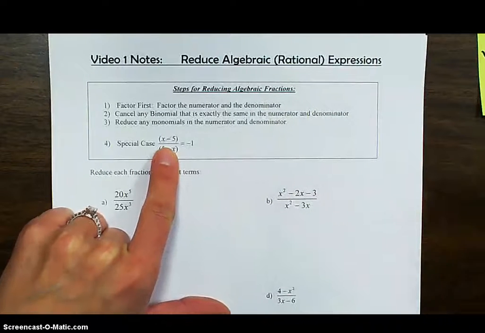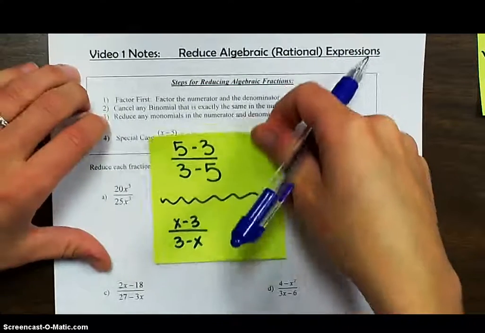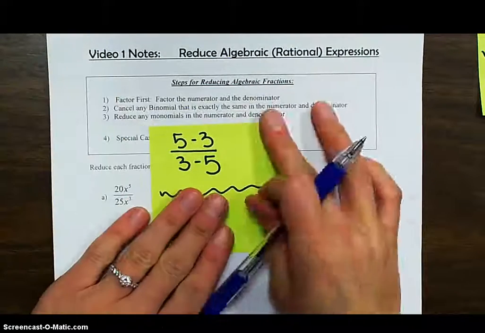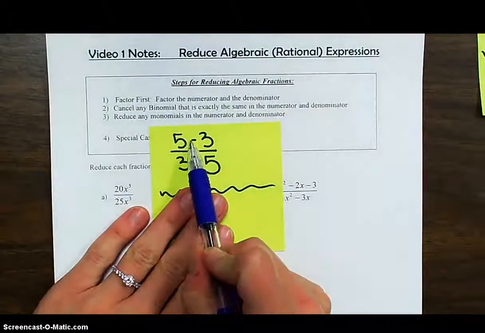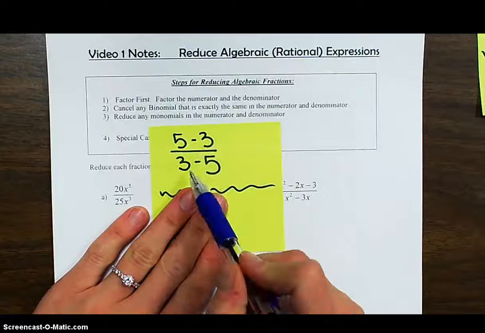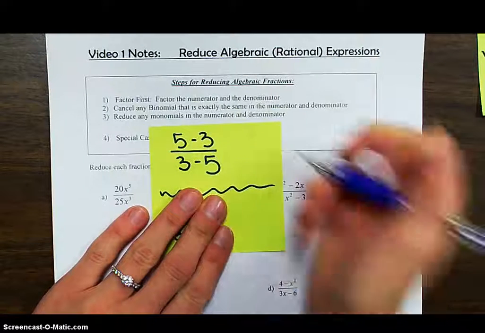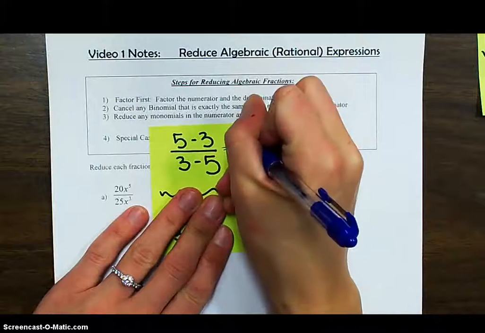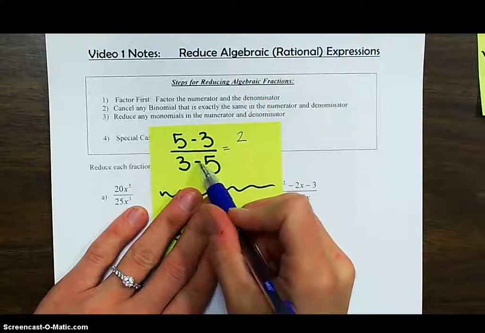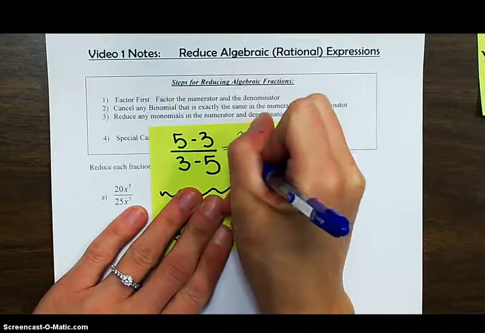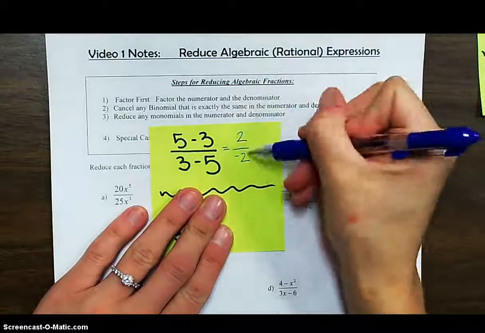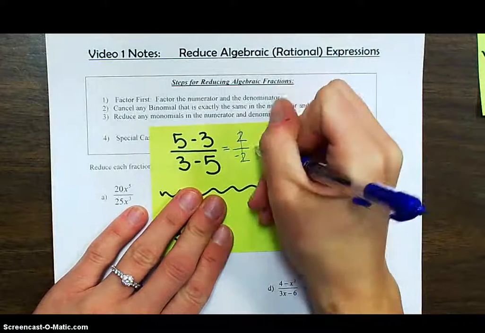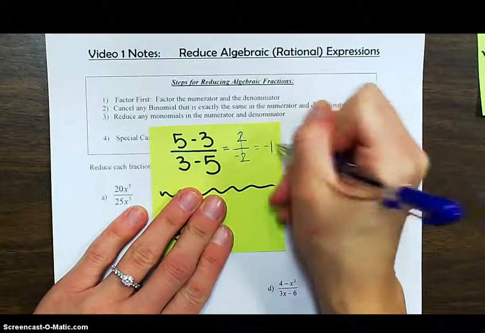So here, what I did for the special case is I went ahead and I tried an example. So let's take a look. 5 minus 3, and then in the bottom I switched it and did 3 minus 5. Let's see what happens. 5 minus 3, we're going to get 2. And 3 minus 5, well, here we're going to get -2. And what happens when you have a positive over a negative? These are going to cancel to -1.